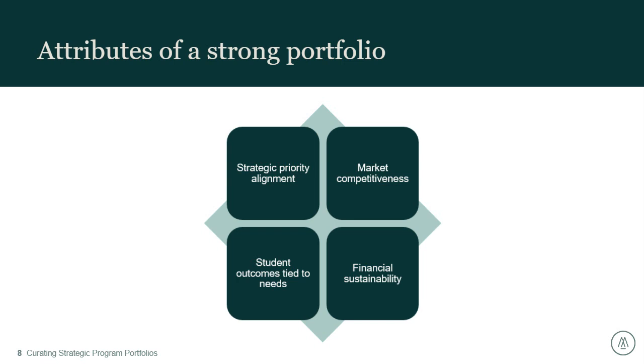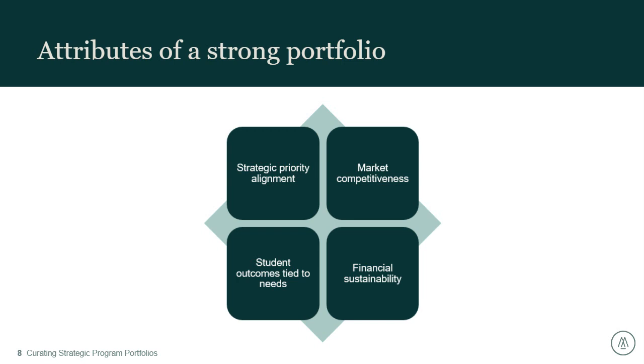We also know that programs that are absolutely booked solid are maxed out as far as the number of students that can be enrolled. Those programs generally make money for institutions and help the overall financial performance of the institution. So again, the attributes of a strong portfolio are all of these items: alignment, competitiveness, student outcomes, and financial sustainability.